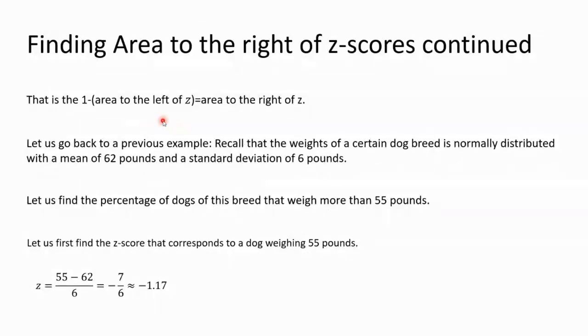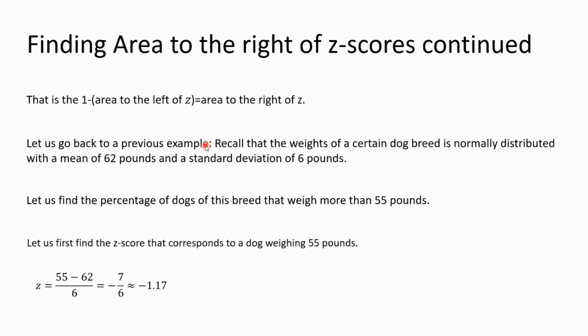Basically, the area to the left of Z, you're going to subtract that from 1. And the area to the left of Z is the percentage of data values that is less than a data value. That's less than something. So essentially what we're doing is we're taking what's in the table that we saw and subtracting it from 1. That's really what it boils down to.